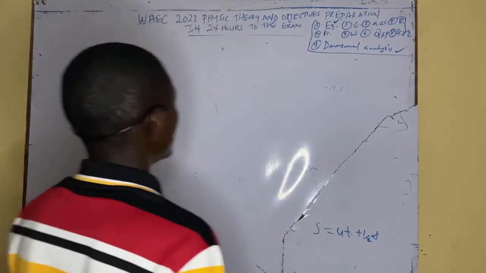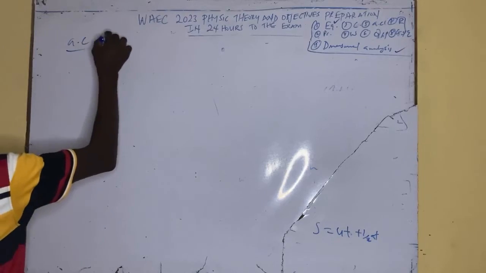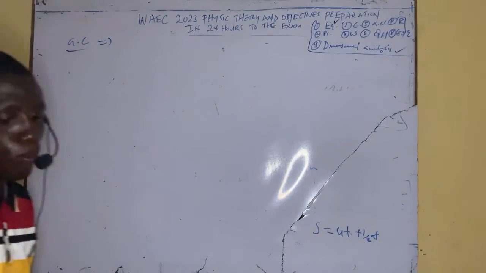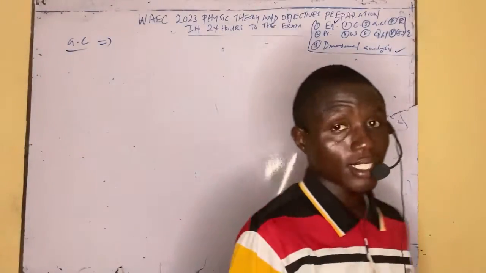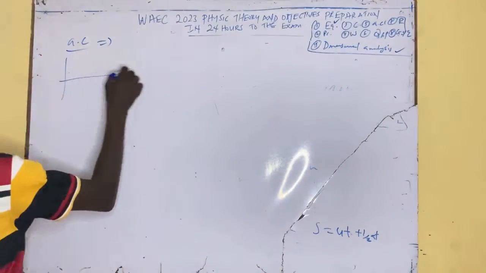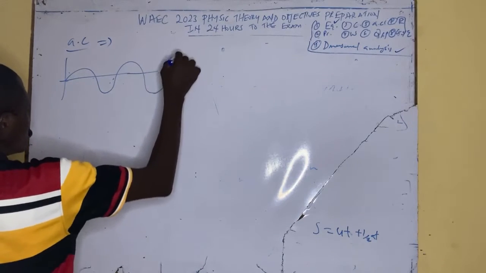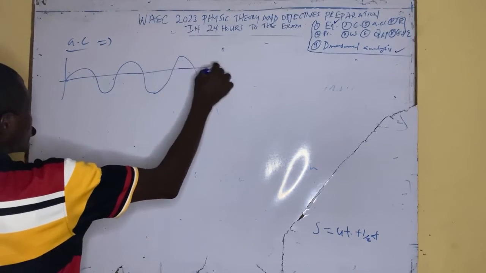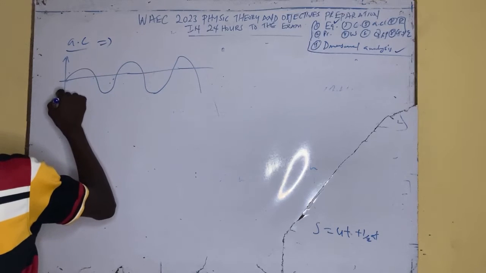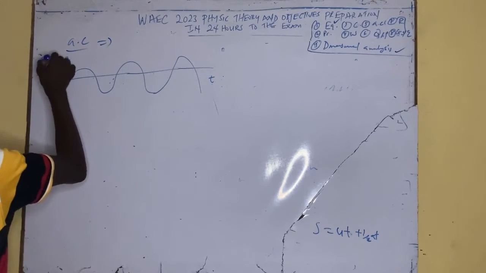AC circuits. AC is alternating current. This is a powerful topic that usually carries marks. An AC circuit has to do with current moving in different directions, that is I versus T and V versus T.